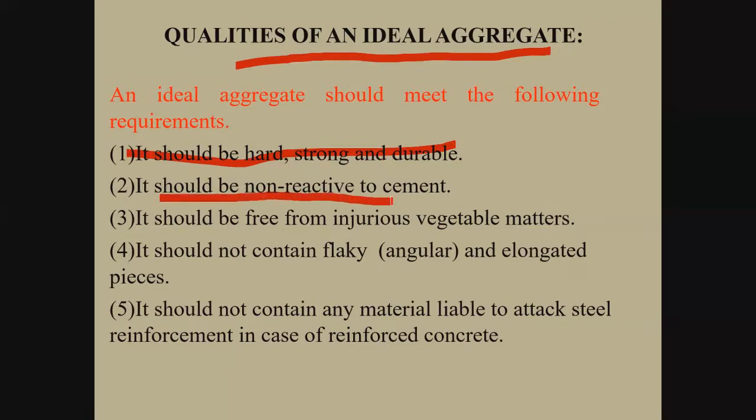The concrete aggregate should not have any reaction with the cement, so that the resultant mixture will be stable and strong. And it should be free from injurious vegetable matter. There should not be any organic matter present inside the aggregate, because it will reduce the compressive strength of concrete. Then the aggregate should not be flaky and elongated, because flaky and elongated particles reduce the workability as well as the strength of the concrete.